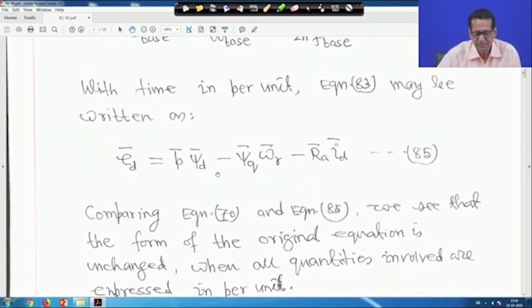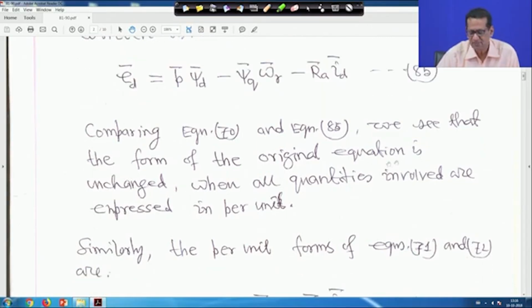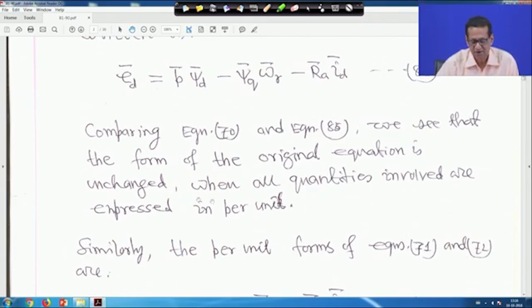Ed bar is equal to P bar psi d bar minus psi q bar omega r minus R a bar I d bar. These are all per unit values. Bar means per unit values, but throughout our analysis we will only study time in seconds, right? But this is a representation of time in per unit. So compare equation 70 and equation 85: you will see that the form of the original equation is unchanged, only all quantities involved are expressed in per unit.